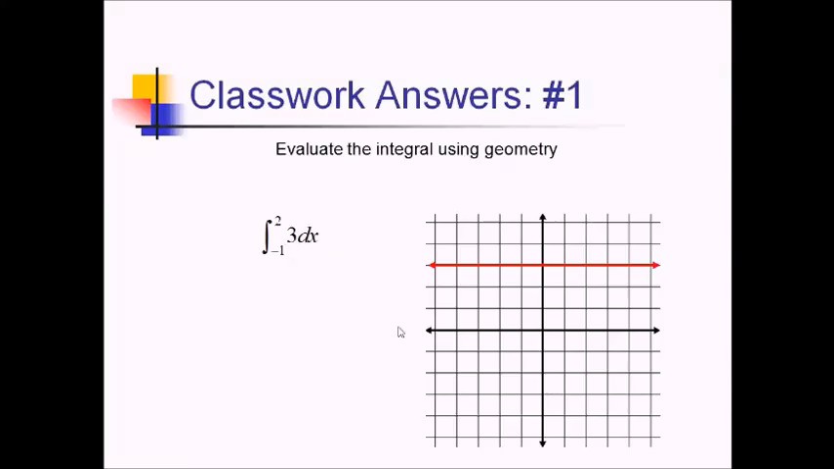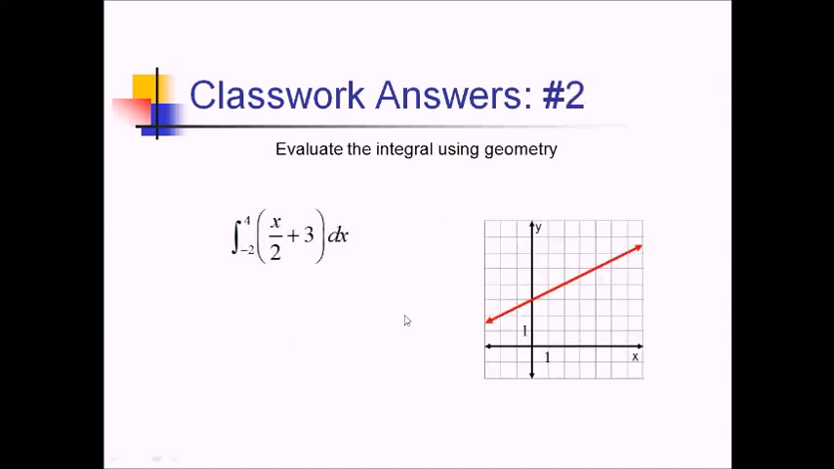On this first problem, we want the definite integral from -1 to 2 of 3 dx. So that's just the area under y equals 3, this horizontal line here, between -1 and 2 for x values. So we're going from -1 to 2. That shaded area there is just a square. So we're essentially doing 3 times 3, or 3 squared, which gives us 9.